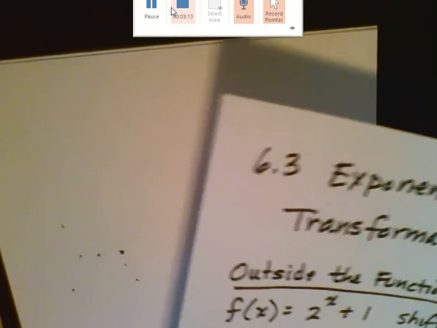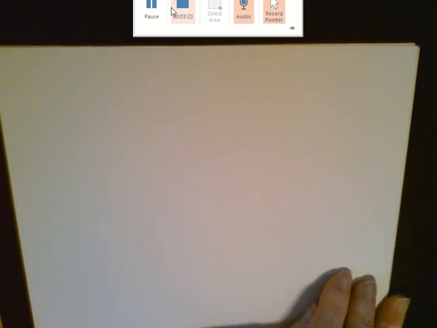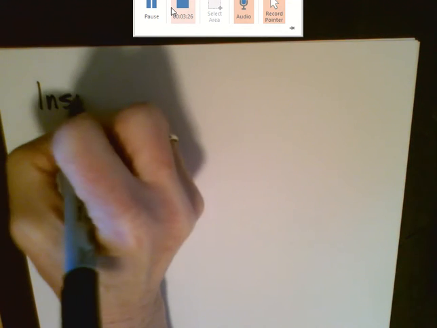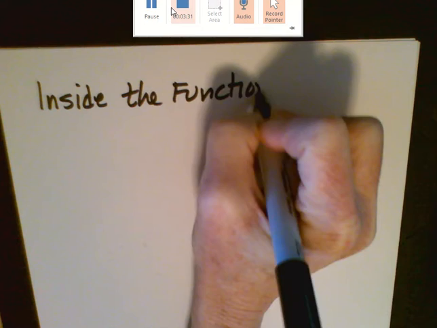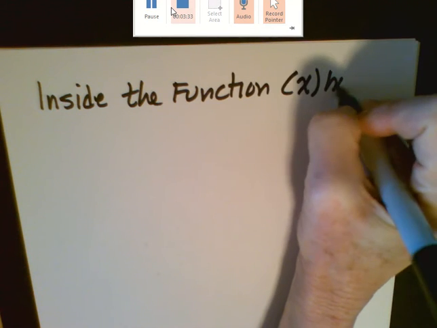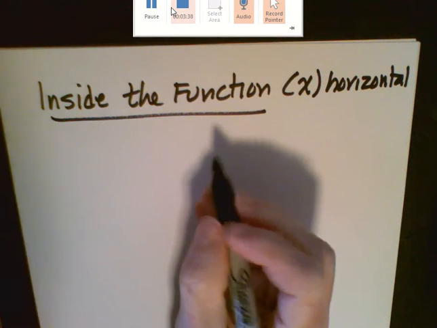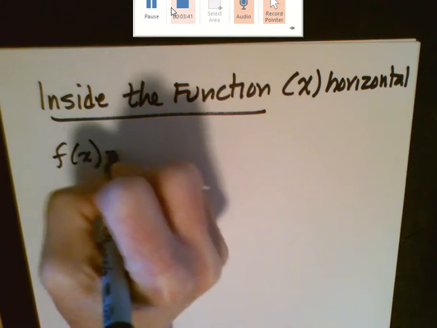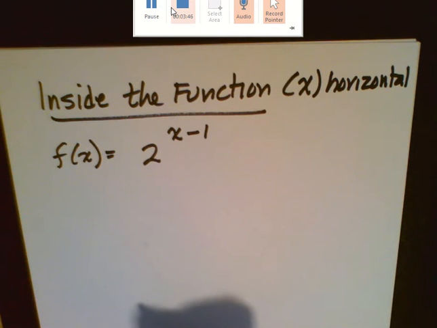Now, what about inside the function? What does that look like, and what happens when we see those? All right. Inside the function, these affect our x values. They're horizontal changes. Okay, so f of x equals 2 to the x minus 1, let's say.